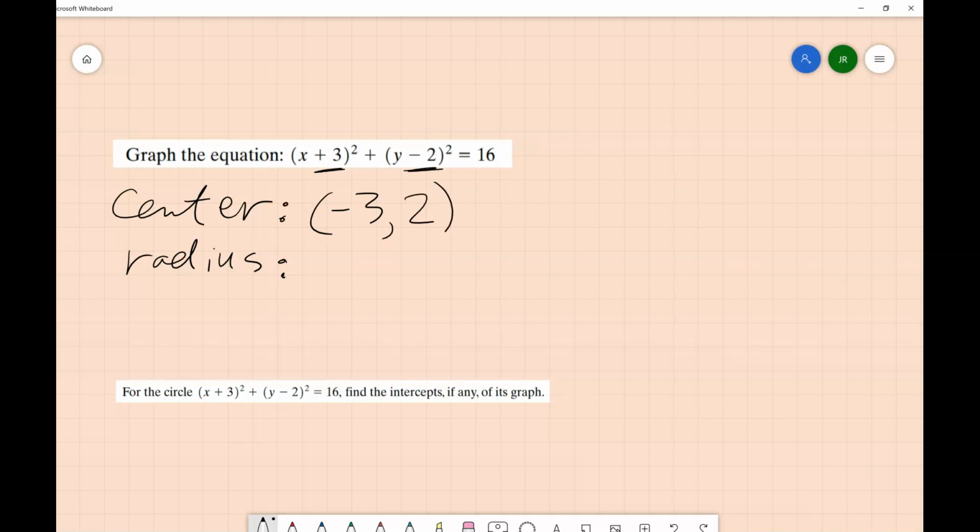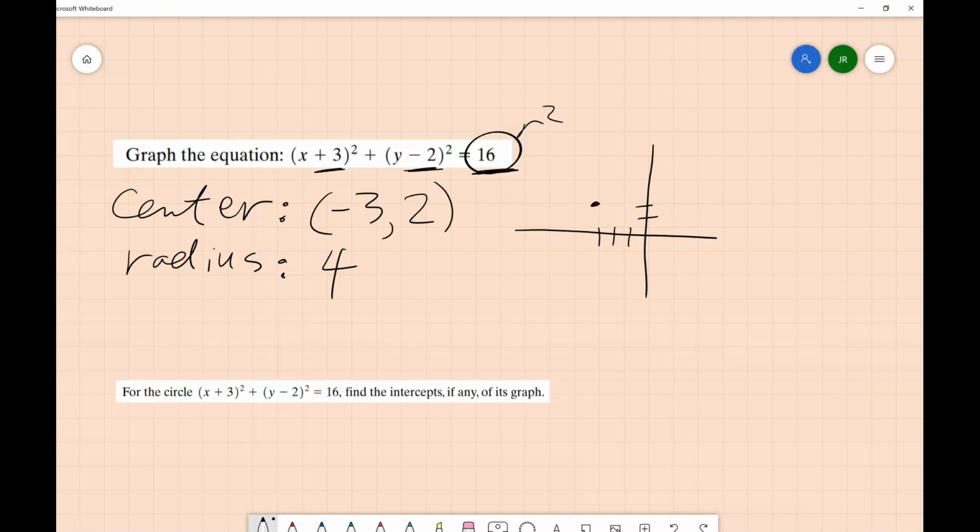What is the radius? Well, the radius is not 16, but the square root of 16, right? In the equation it is r squared, not r. So if this is r squared, then what is r? R is the square root of that. R is 4. And when we have the center and the radius, we can graph it. All right, negative 3, 2 is the center.